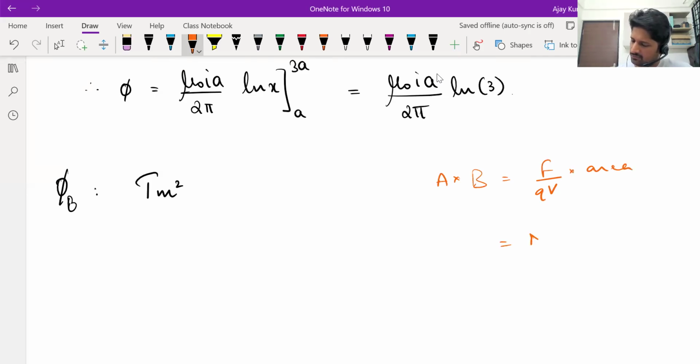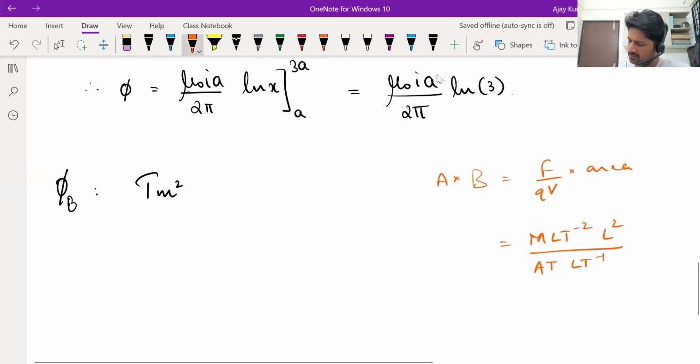Force is M L T^-2. Area is L squared. Charge is current into time. V is the speed, L T^-1. So these will get cancelled. L will get cancelled. The dimensions will be M A^-1 L^2 T^-2.